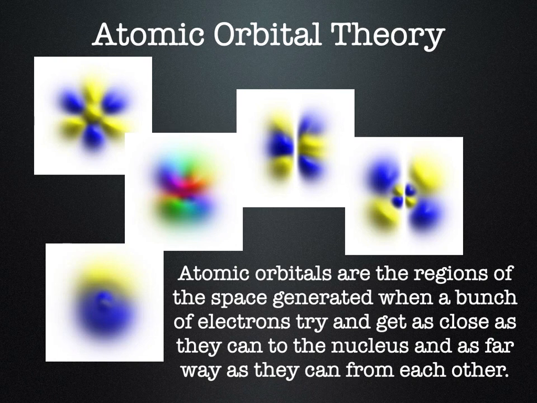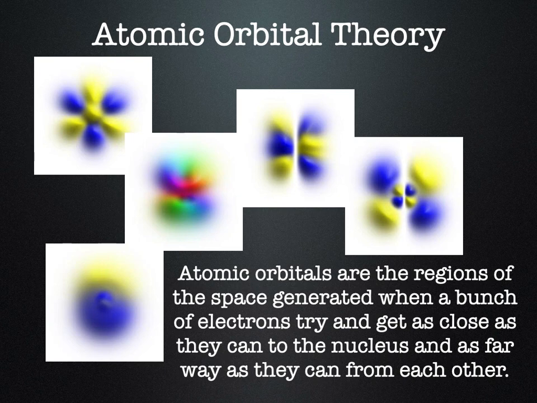And you don't necessarily need to make sense of all of this right now. We're going to hit all of this stuff, but atomic orbitals essentially are just regions of space generated by a bunch of electrons trying to get as close as they can to the nucleus and as far away as they can from each other. And when you start moving down the periodic table, things that have 15, 20, 30, 50, 100 electrons, you can end up with some pretty bizarre energy fields when you have that many things vying to get close to the nucleus, but at the same time trying to stay as far away as they can from each other. And so these atomic orbitals represent the energy of electrons.